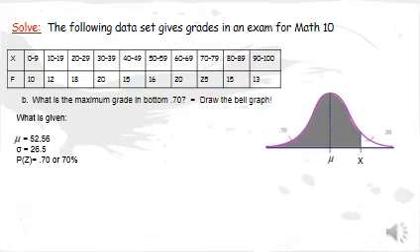In this second part, we want to know the maximum grade in the bottom 70%. We start by drawing the bell graph and shading the appropriate region, which is the left side of where x is. We still know that the average is 52.56, standard deviation is 26.5, but this time the probability of z is 70%.